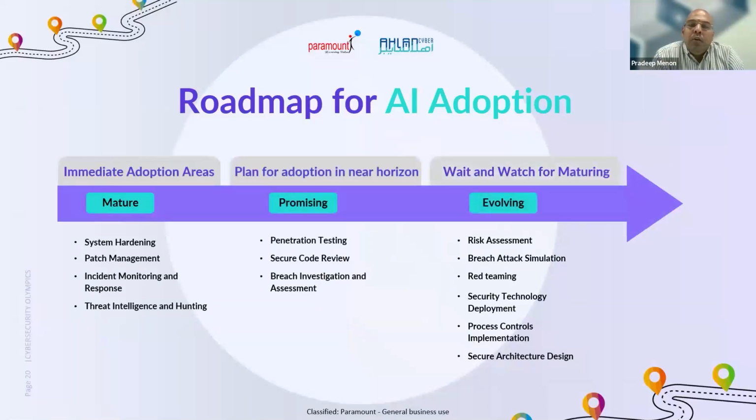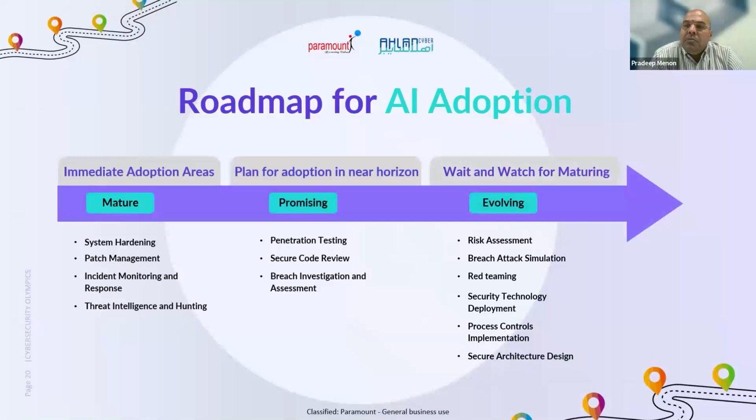So some of the roadmap, if you want to look at an operational roadmap at a very high level, of course you need to validate this with your organization in consideration. The mature areas for immediate adoption are system hardening, patch management, incident monitoring and response, and threat intelligence and hunting.